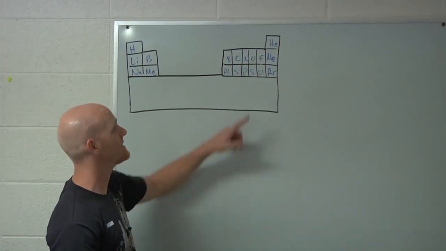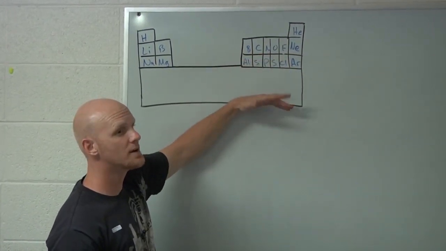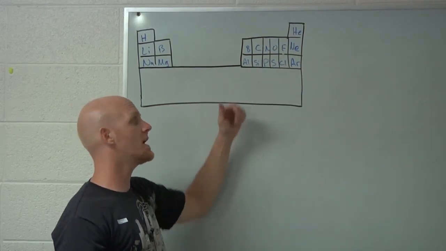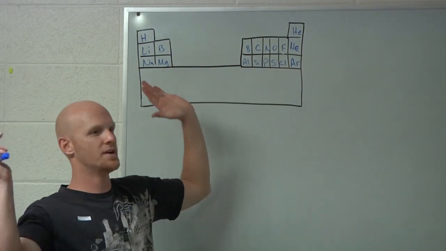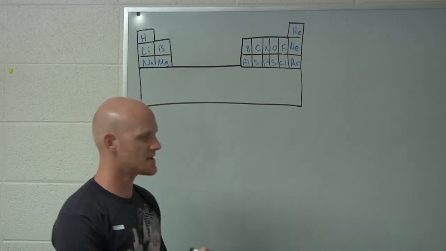But we have to remember that once you get to the 3rd row and lower, the typical number doesn't always apply, because they may go over the octet rule and just break everything apart, as far as the octet rule goes.